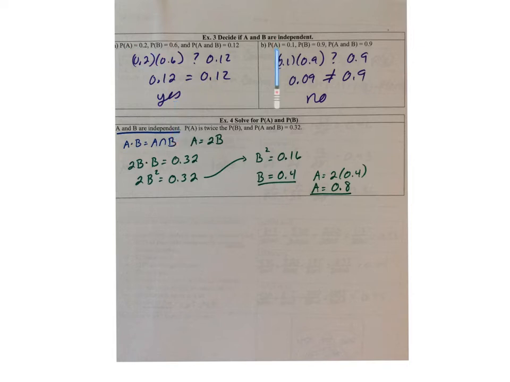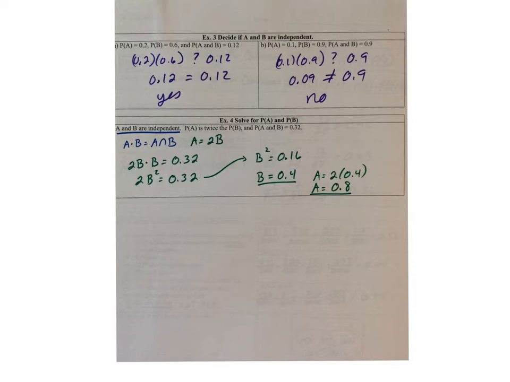So B, A is 0.1, B is 0.9, A and B is 0.9. So I'm going to multiply 0.1 times 0.9, which gives me 0.09. That is not equal to 0.9, so no, A and B are not independent.